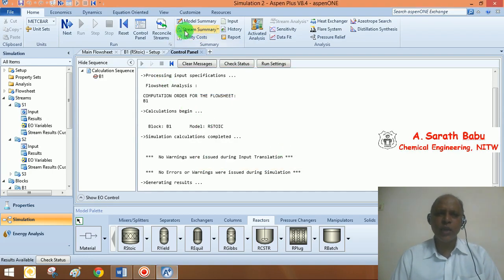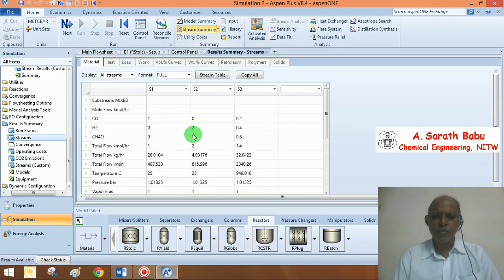Now you can see the stream summary. So the reactants, both of them, are entering at 25, whereas the output is leaving at 949. Why this increase in temperature? In the previous case, the reaction was considered to be exothermic. So the heat liberated is not being removed. So hence the heat liberated has to be consumed by the product stream. So remember, the total product leaving the reactor happened to be 1.4 moles. So much heat has to be absorbed by this product stream, thereby the temperature is increasing up to 950.